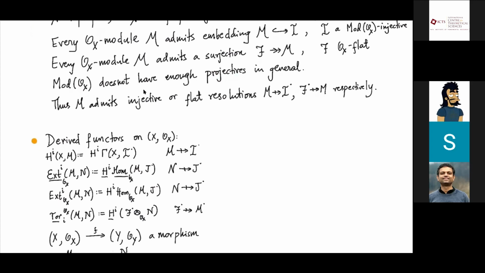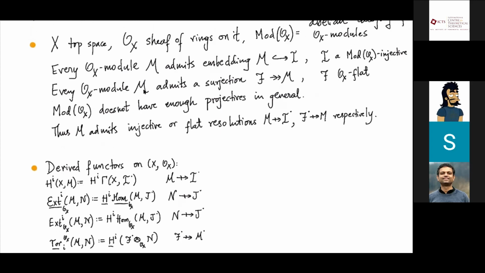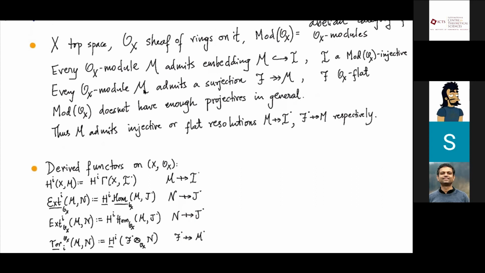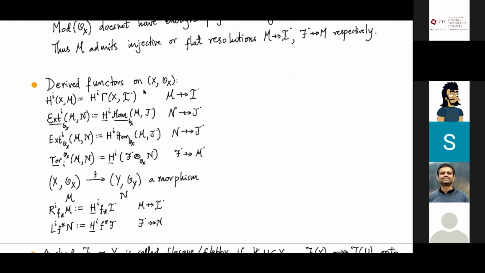Once we have these, we can certainly go more generally than just embedding into an injective or surjecting from a flat module. We can in fact extend it to resolutions. Take the cokernel and then again embed that into an injective, and so on and so forth. That gives you an injective resolution. Similarly, in the other direction, you can get a flat resolution for a single module.